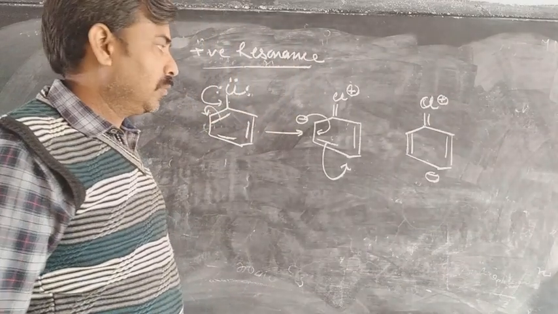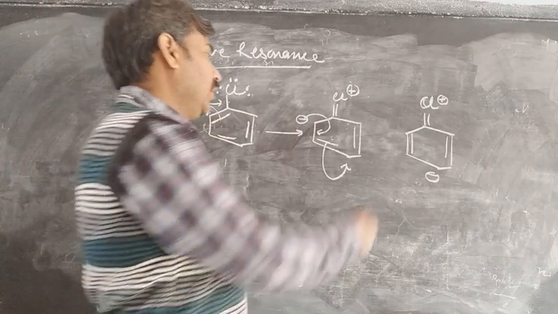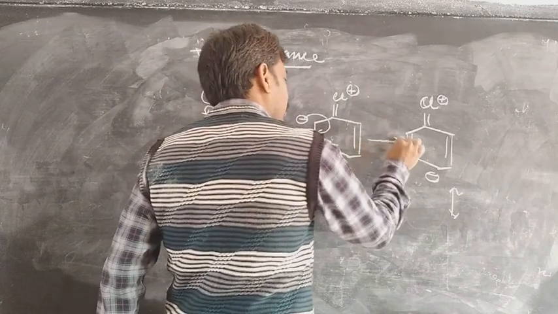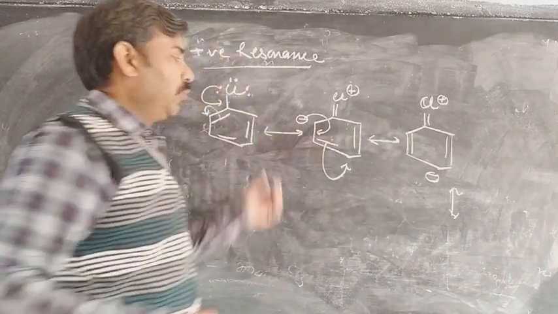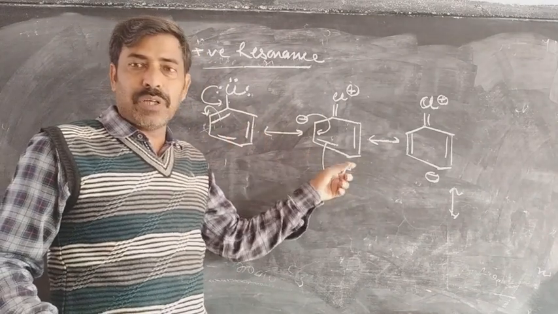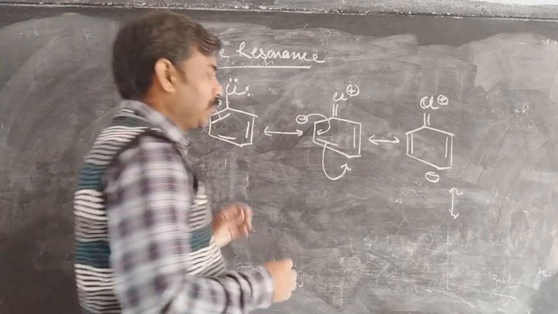In the first case, the charge was on the ortho position, and in the next case, the charge is on the para position. Whatever arrow we are showing is a double-headed arrow. That means this compound can change into this one, and this one can change into this one. That means they are interchangeable.